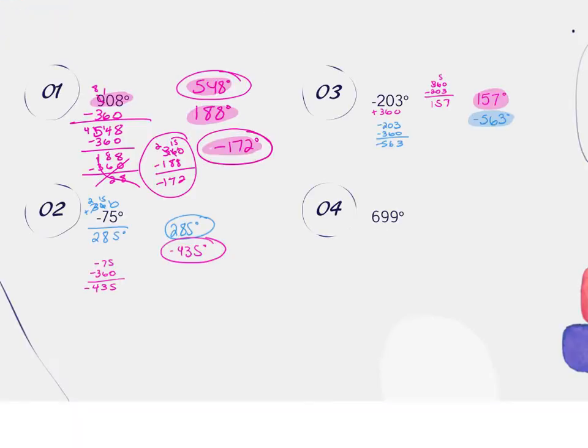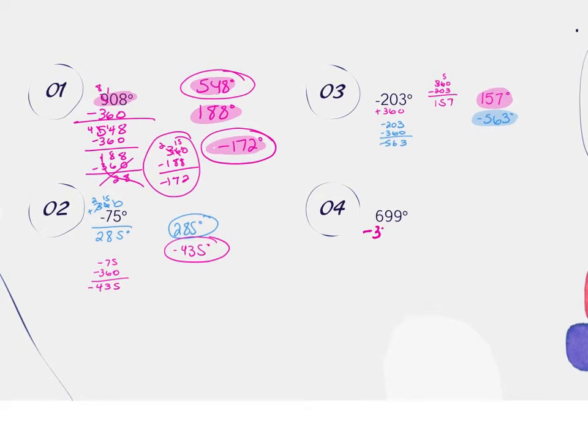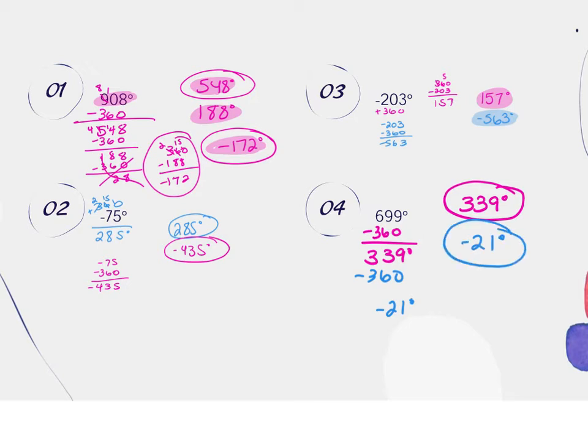All right, so what can I do with 699? Subtract 360. And that's positive, so that works for a positive coterminal. And then subtract 360 again. Negative 21. And that's your negative coterminal.